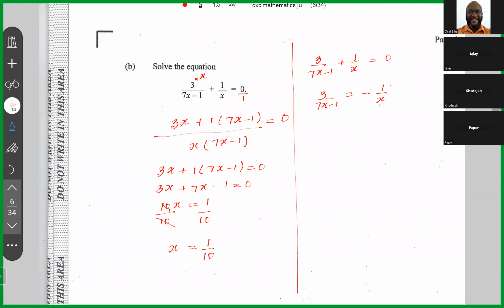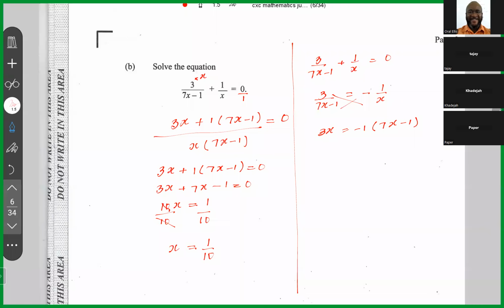So I'm going to have 3 times x is 3x, which is equal to minus 1 multiplied by 7x minus 1. Next, I'm going to remove the brackets by applying the distributive law. I have 3x is equal to minus 7x. A negative times a negative is a positive. 1 times 1 is 1.